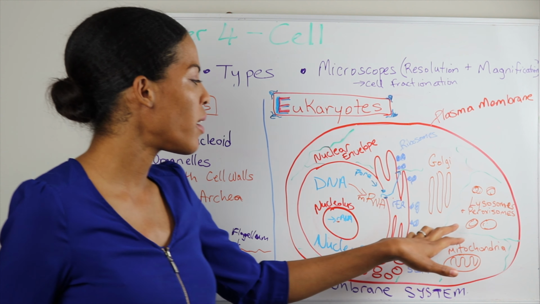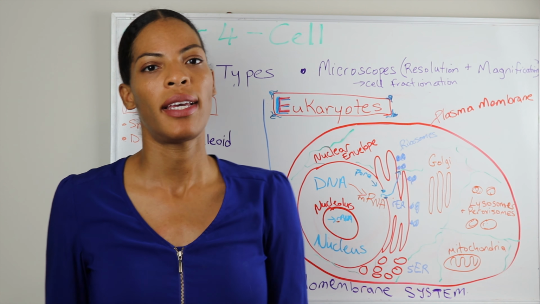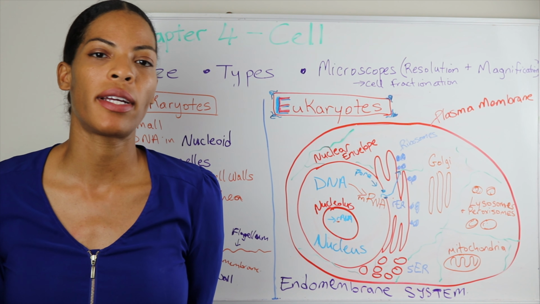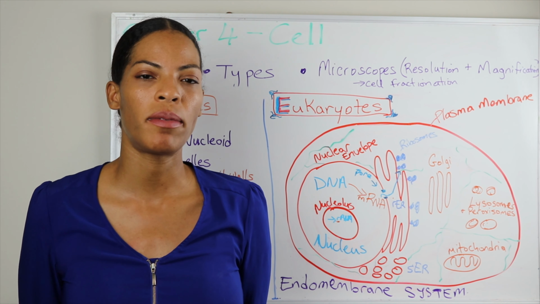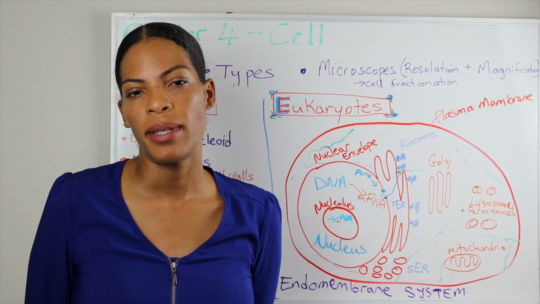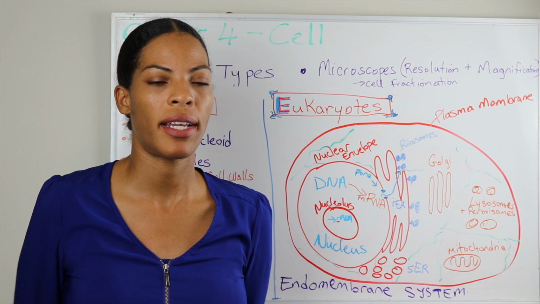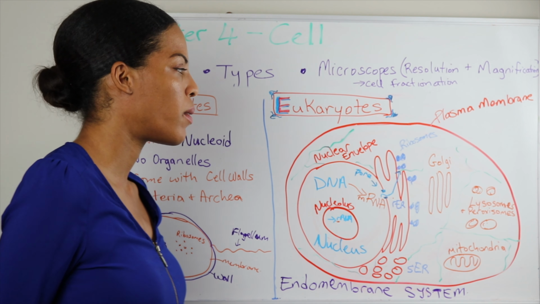And then in your cell, in the eukaryotic cell, you also have peroxisomes and lysosomes. And these are two small organelles that have different enzymes that help to break down and recycle different components in your cells, and sometimes food that enters the cell. So they're kind of a breakdown, recycling type of organelle.